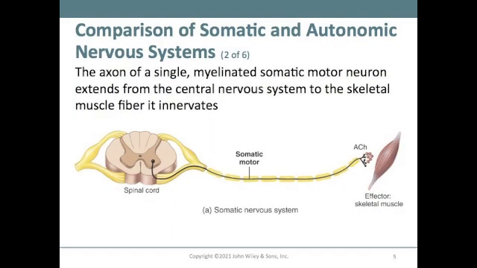Comparison of somatic and autonomic nervous systems. So this is figure 15.1 on page 548. The axon of a single myelinated somatic neuron extends from the central nervous system to the skeletal muscle fiber it innervates. So this is an important point that we see here from the spinal cord. The somatic motor neuron is going directly to the skeletal muscle, where it has a conversation, or it tells the skeletal muscle it needs to flex and do a certain job. That's the somatic nervous system.